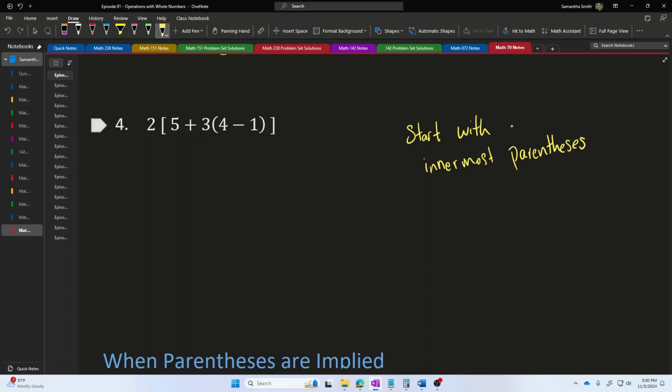So my innermost parentheses contain the operation 4 minus 1. So that's the first operation I'm going to complete.